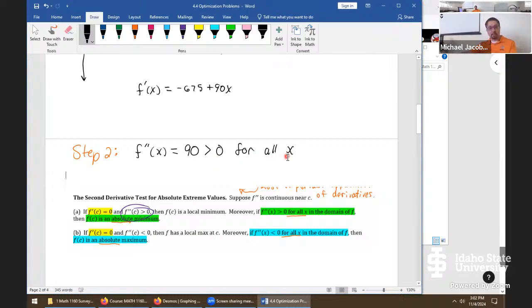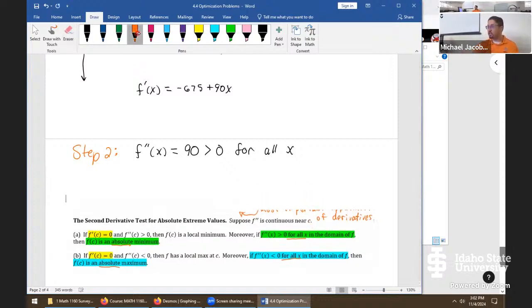And saying this part right here is important in a way because it reminds you, if you had the second derivative positive for all x, you have an absolute minimum next. So we just need to state what that absolute minimum is going to be, writing out our conclusion. So here's step 3.